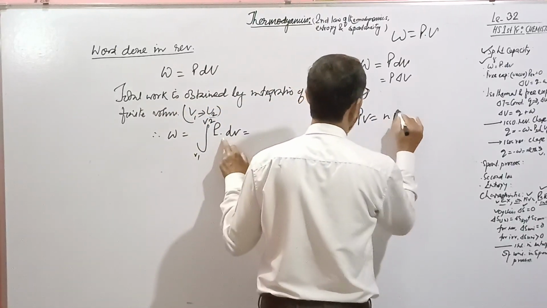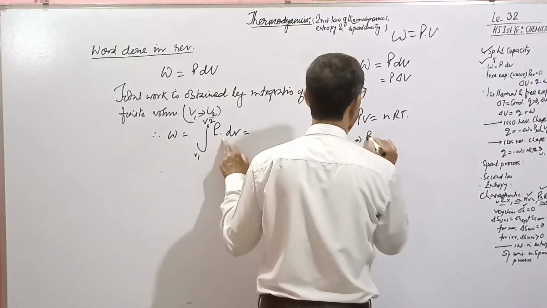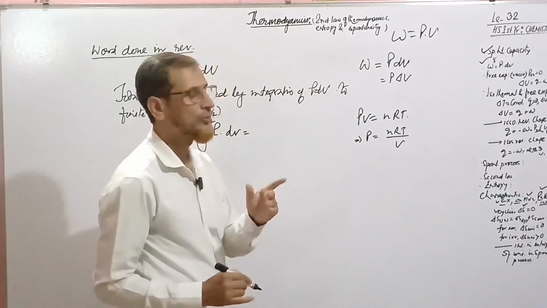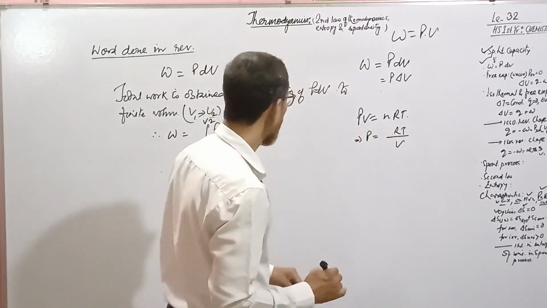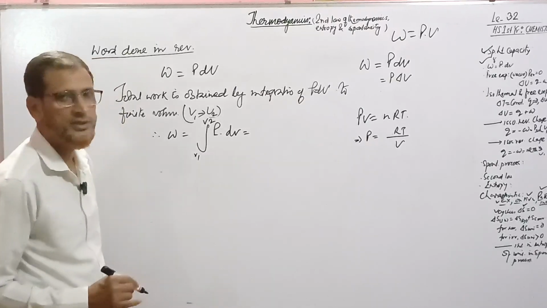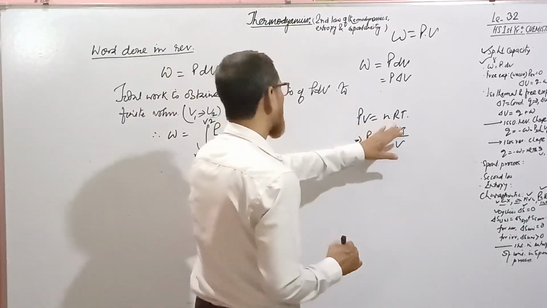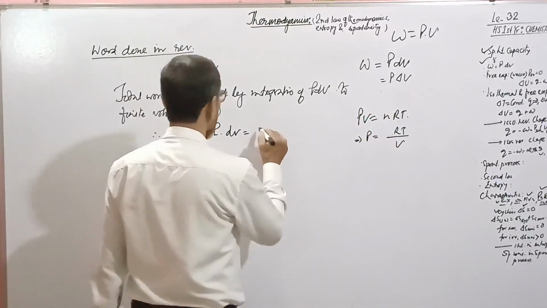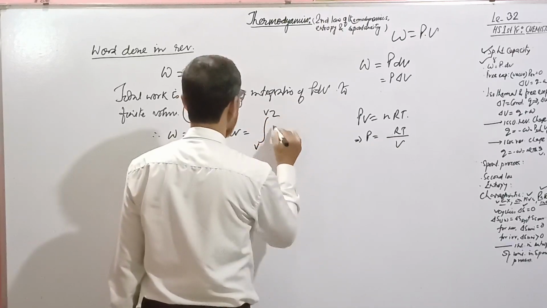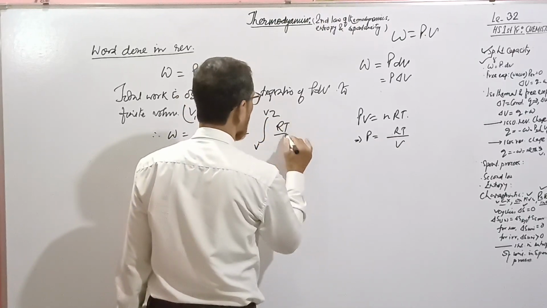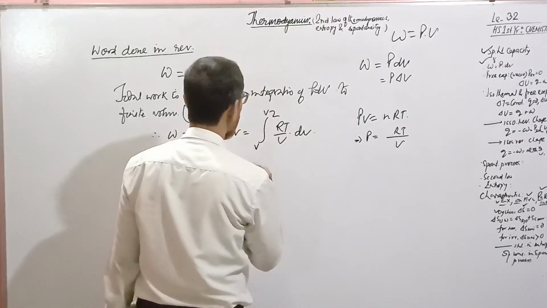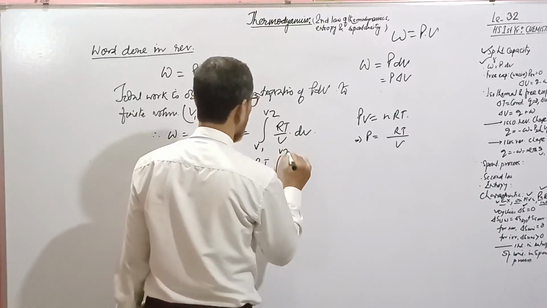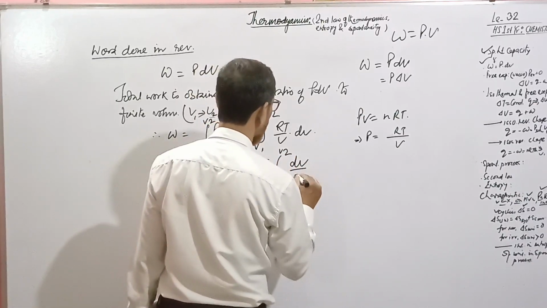We know PV is equal to nRT, therefore P is equal to nRT by V. For the time being, we will not use n, the number of moles. We will write P is equal to RT by V. It is the ideal gas equation, PV is equal to nRT. For 1 mole, it will be PV is equal to RT. We have assumed 1 mole of gas. So here, the integral from V1 to V2 of RT by V into dV. We will take this term out: RT times the integral from V1 to V2 of dV by V.